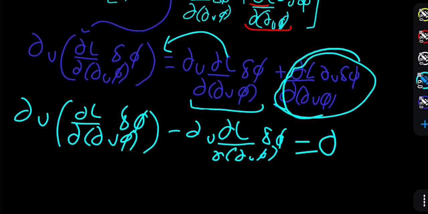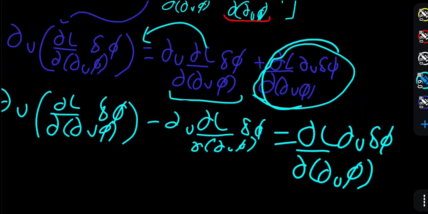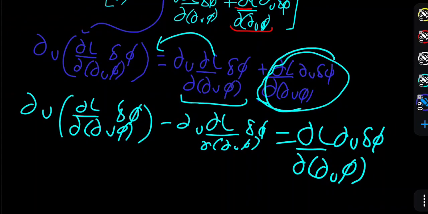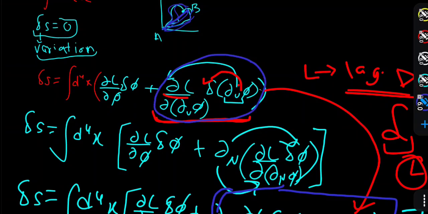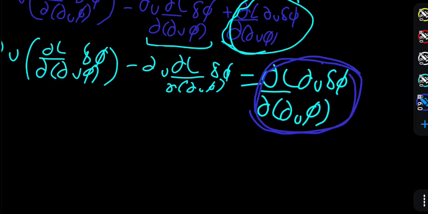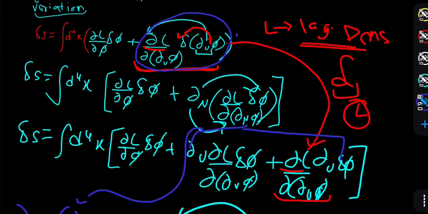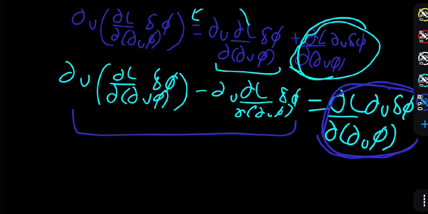So I'm going to write this: ∂L/∂(∂_μφ), and here a small variation ∂_μ and a small variation in φ. You will ask why I have written this. What I'm going to do is put the value of this in this equation. Remember, this particular thing and this particular thing are both the same. Can I put this particular value in this place? Yes, of course, these two are the same.